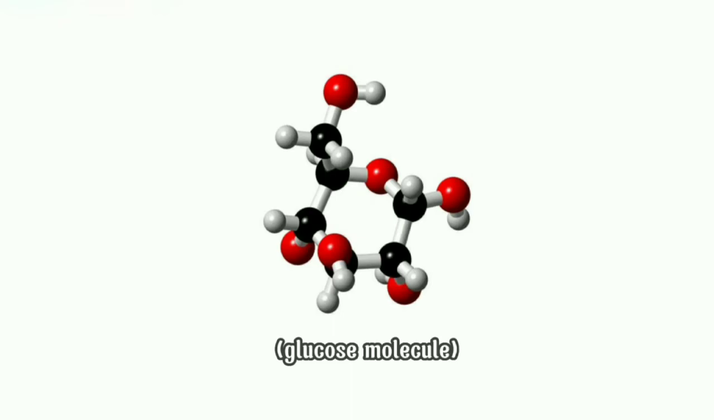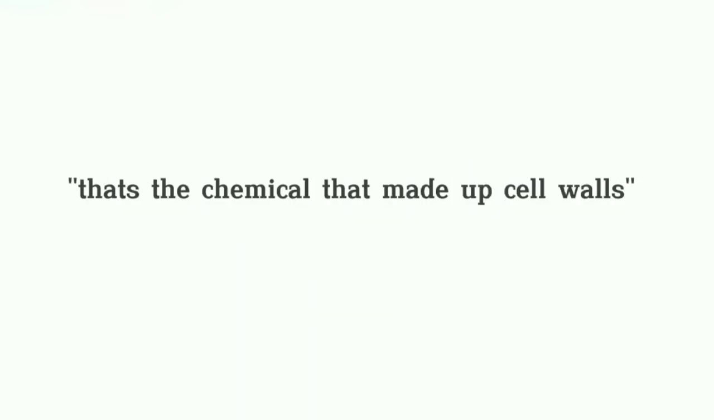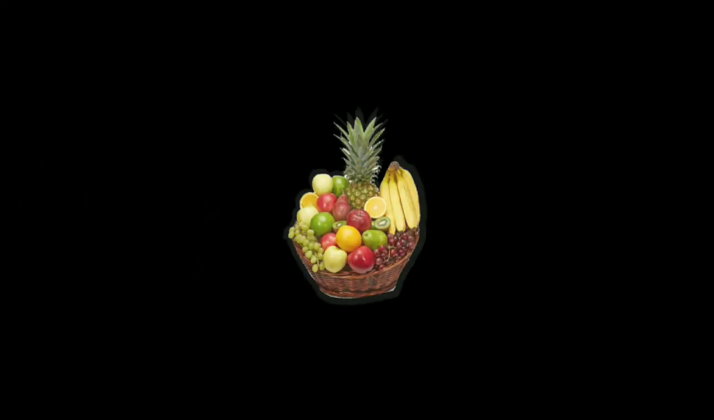At the end of photosynthesis, a plant ends up with glucose, oxygen, and water. The glucose molecules go on to bigger things. It can become part of a long-chain molecule such as cellulose. That's the chemical that makes up cell walls. They can even put the glucose into other sugars such as fructose to make a plant's fruit sweet.